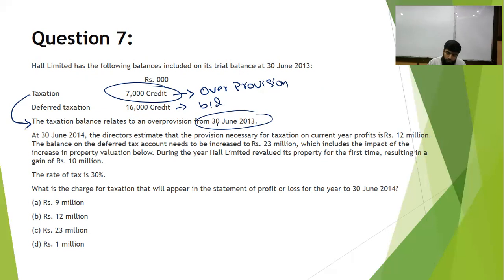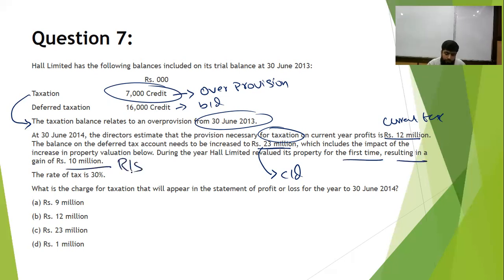On 30th June 2014, the director estimated the provision necessary for the taxation on the current year profit is 12 million. What is that? It is the current tax which is directly given in the question. The provision necessary for taxation is 12 million rupees. The balance on the deferred tax account needs to be increased to 23 million. It's not the deferred tax for the year. It's saying the deferred tax increased to 23 million. That is the closing balance for the deferred tax liability, which includes the impact of the increase in the property valuation. During the year, Hall Limited revalued its property for the first time, resulting in a gain of revaluation. That is the revaluation surplus, 10 million.